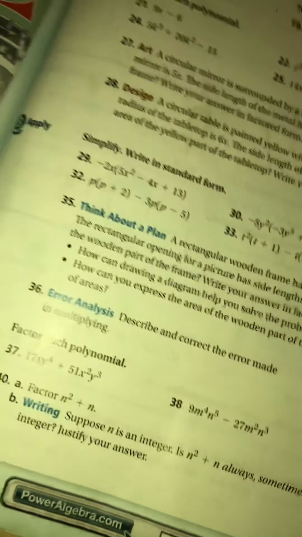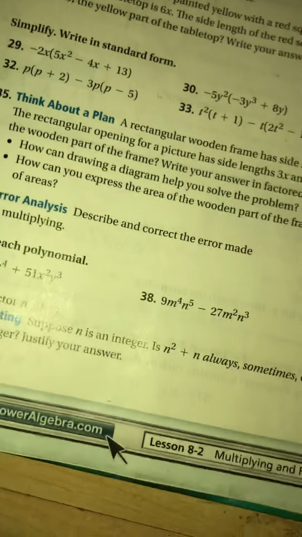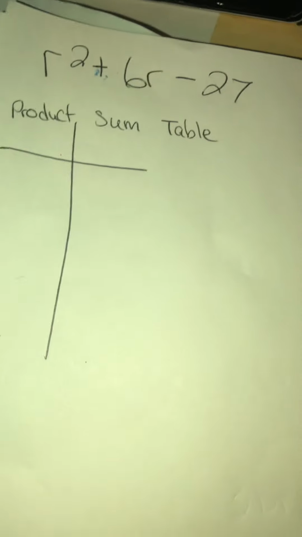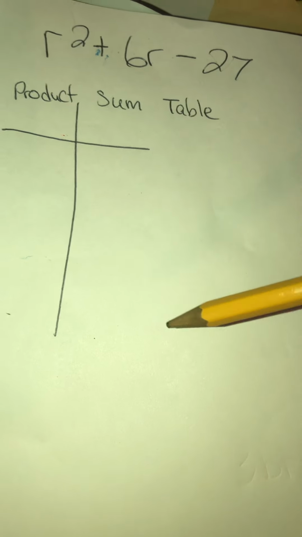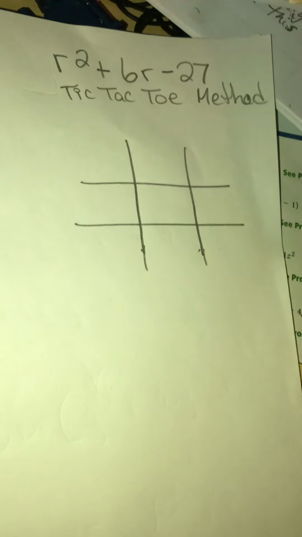So now let's talk about what happens when you have a trinomial. We talked about this for those of you who were in class on Monday. So we're looking at this trinomial, r to the second power plus 6r minus 27. There's 2 ways that you can do this problem. The first way is the way that the book shows you, which is a product sum table. And the next way is using the tic-tac-toe method. So I'm going to do tic-tac-toe first.